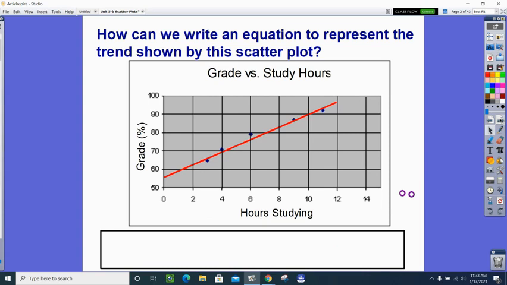So you might remember this scatter plot from our last video. It's, the more you study, the higher your grade goes up. You might remember that one. So the question is, how can we write the equation of this line to represent the trend shown by this particular scatter plot? The first thing you're going to do is find 2 points on the line, not data points, but on the red line, that are as close to the crosshairs as possible.